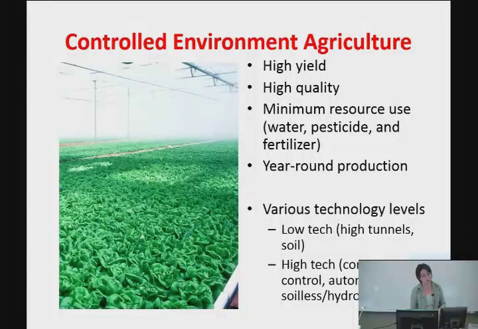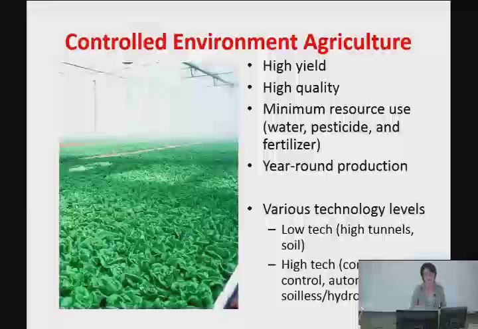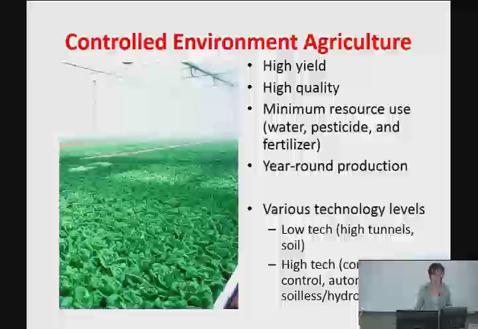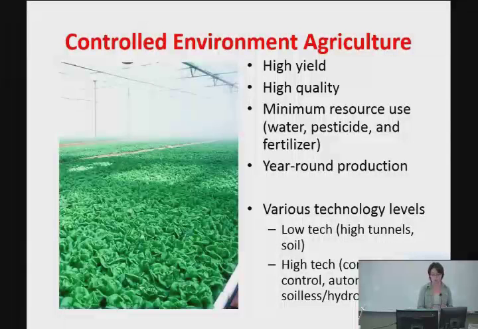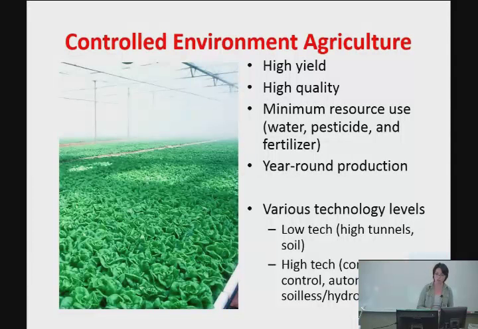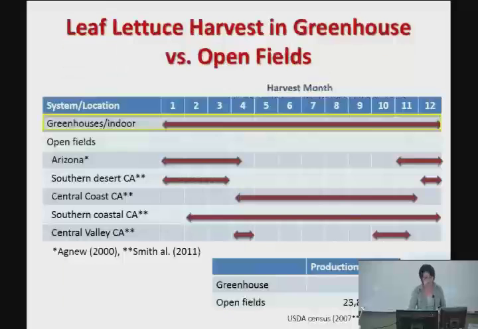Controlled environment agriculture can also minimize resource usage, such as water, pesticide, and fertilizer. You don't waste too much, as you might see in open field. And a very important thing: year-round production is possible in controlled environment agriculture. To get high yield, high quality, and year-round production, there are multiple technologies available, from high-end to low-end. I'll show you some pictures later.